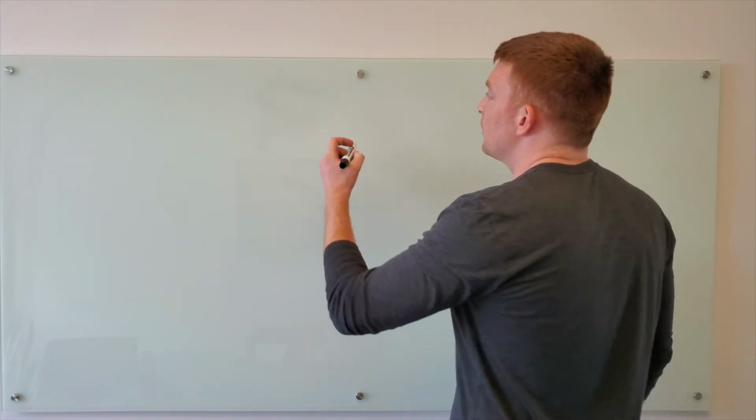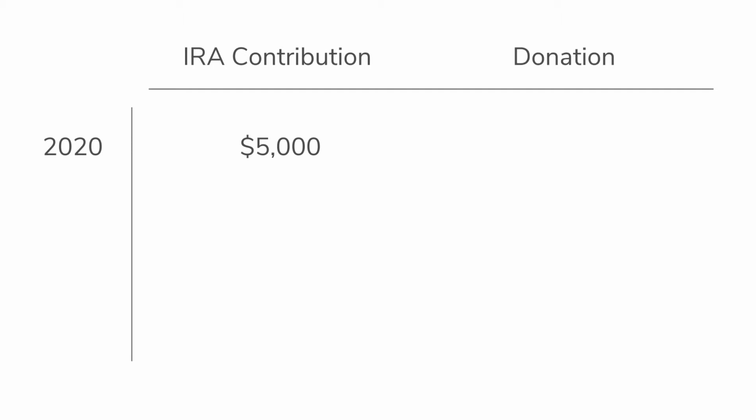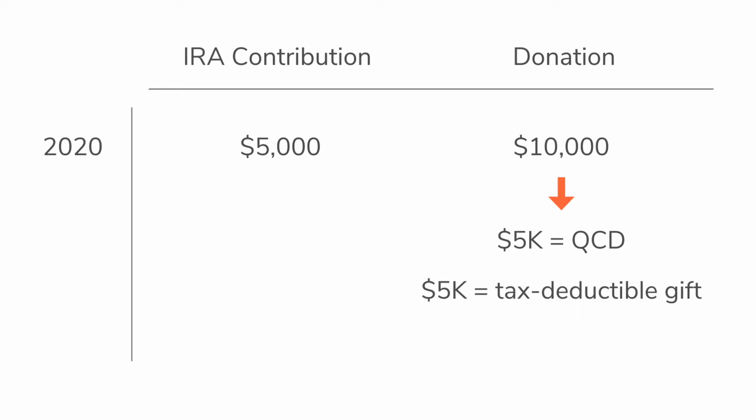We've got a 72-year-old donor in 2020. She makes a contribution to her IRA of $5,000. She wants to make a donation out of this IRA of $10,000. So what happens here is that $5,000 of this counts as a QCD, and $5,000 counts as a tax-deductible contribution.